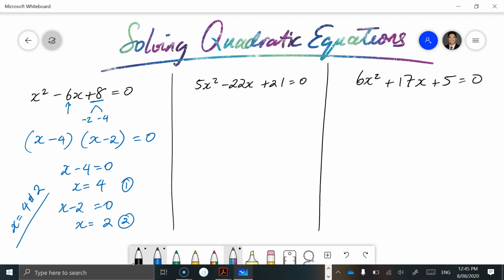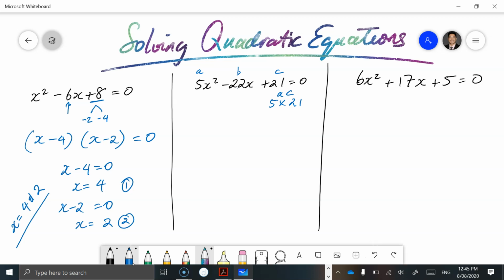Now we need to look at 5 times 21, so this is our value for A, this is our value for B, this is our value for C. And remember, we want values of A times C that add up to B. And 5 times 21 is 105. What are the factors of 105 that add up to -22?